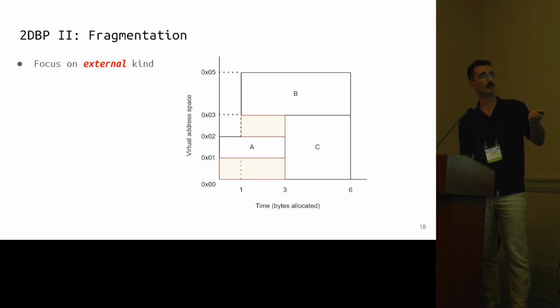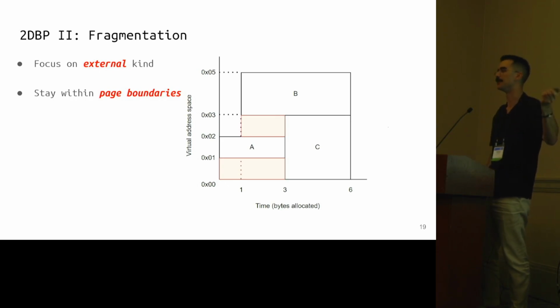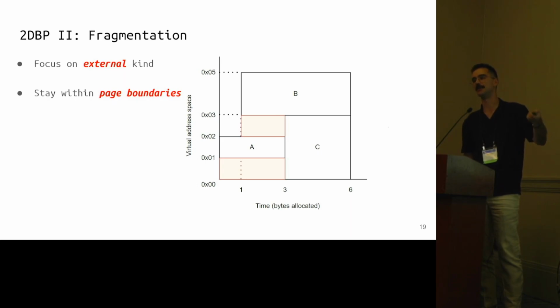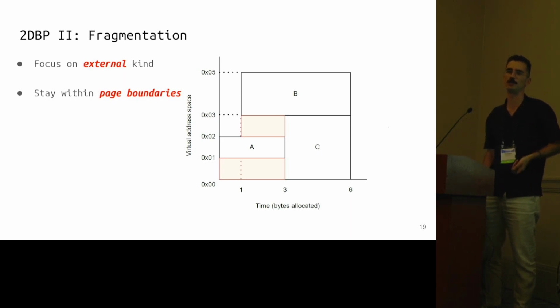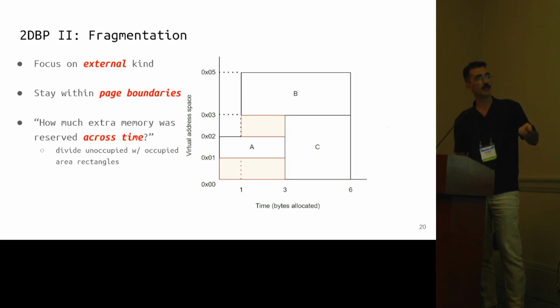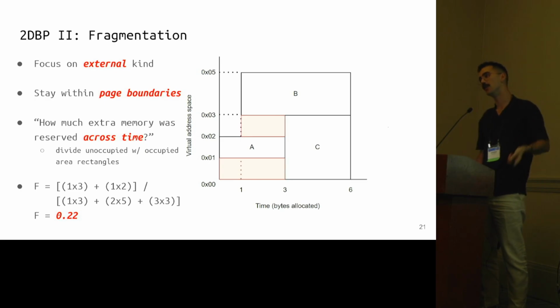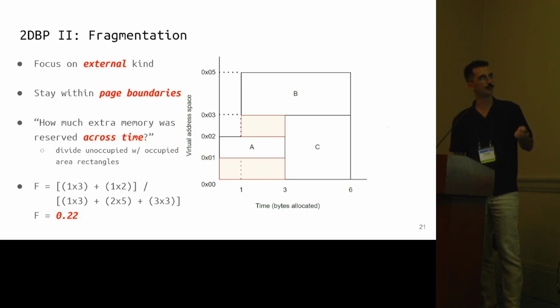Of course, we focus on the external kind of fragmentation because we are interested in placement. So we see the gaps between blocks. We also focus within virtual page boundaries because we're interested in Linux VM. We have no guarantee that contiguous virtual pages are contiguous in physical space, so we are conservative on that. And within those page boundaries, we divide the area of the gaps by the area of the objects, and we have a first quantified sense of the fragmentation that this sequence produced.